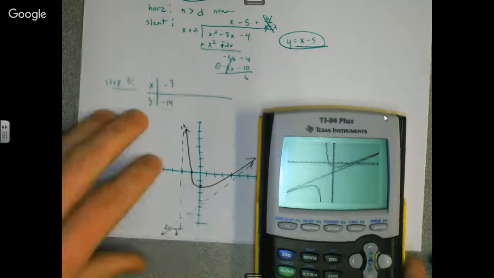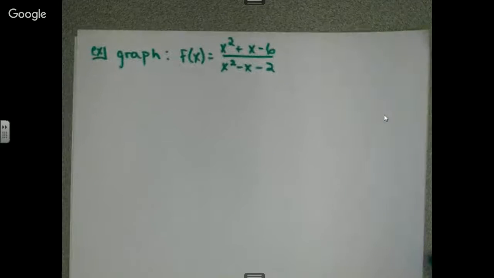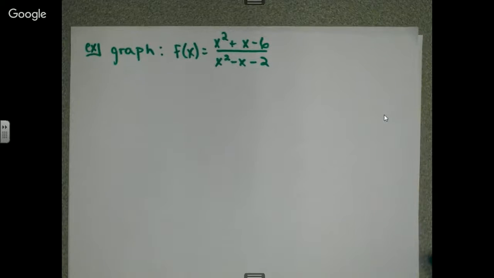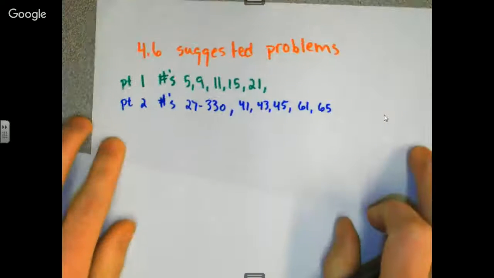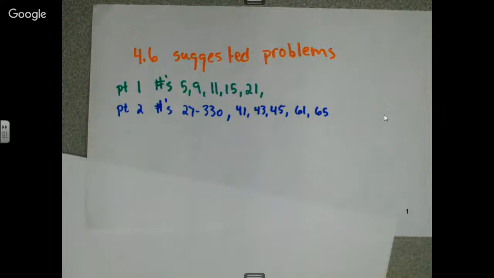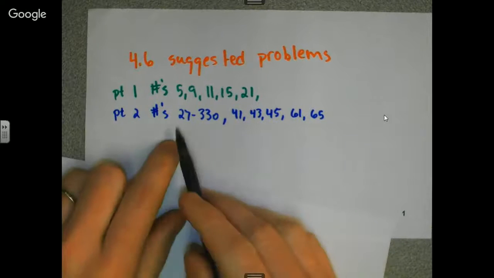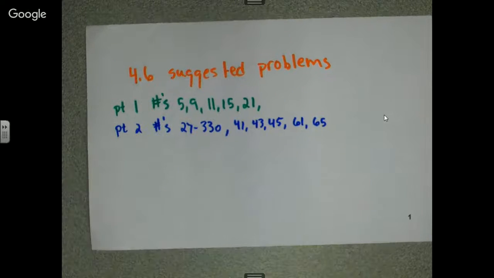Okay. I think we'll stop there. I only have that one left. If you want to try that one out and see what you get, we can discuss it in class if you would like. And then the second part of your suggested problems is right there. So make sure you give those a try. This is 27 through 33 odd, so that you can check in the back of the book.